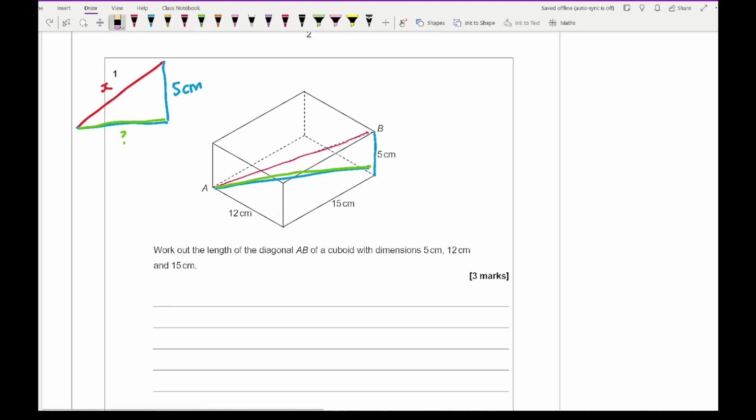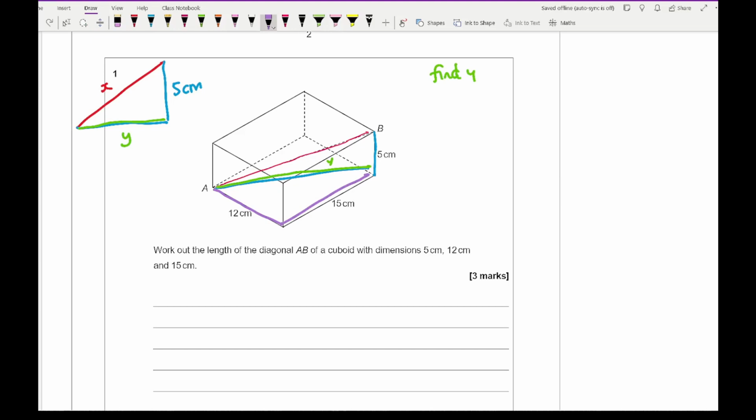Because X has already been used, I'm going to use a different letter, so I'm going to go for Y. I need to find Y first. I'm going to call this Y. Now looking at Y, I can see another right angle triangle that Y is connected to, and that is this triangle here. I'm going to try not to use the same colour, so let's go for purple.